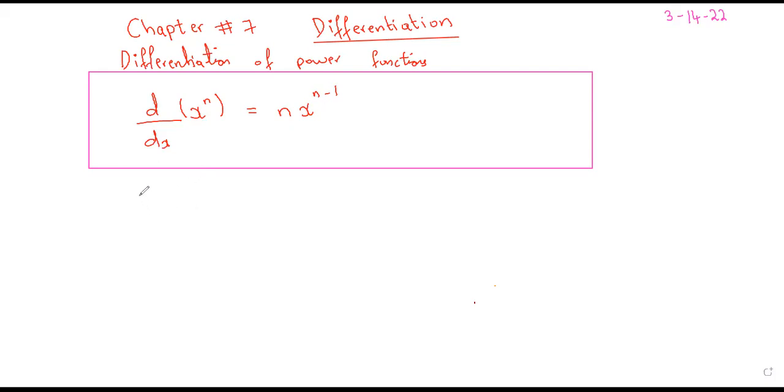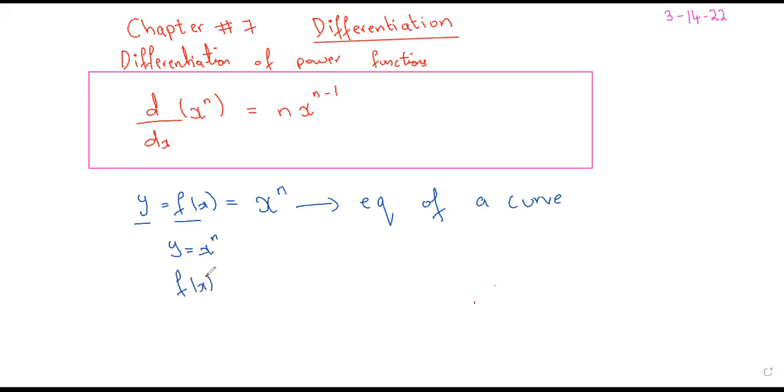Now let's say you have y equals f of x, and that is x to the power n. Now this is the equation of a curve and you need to differentiate it. This is a general idea. I've written it this way, y equals f of x, because at times you will see it this way, y equals x to the power n, and at times you will see it this way, f of x equals x to the power n.